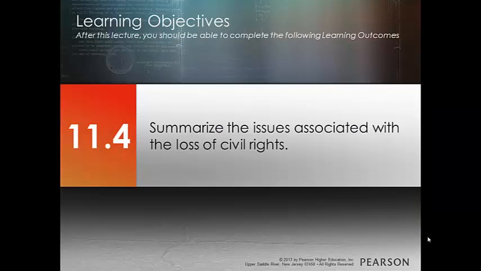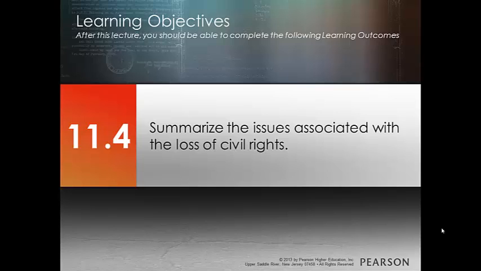A criminal conviction, usually a felony but sometimes a misdemeanor, can result in the loss of certain rights that are typically associated with full citizenship. Depending on the jurisdiction, these lost civil rights might include the ability to vote, serve on a jury, receive welfare benefits, or engage in certain occupations.